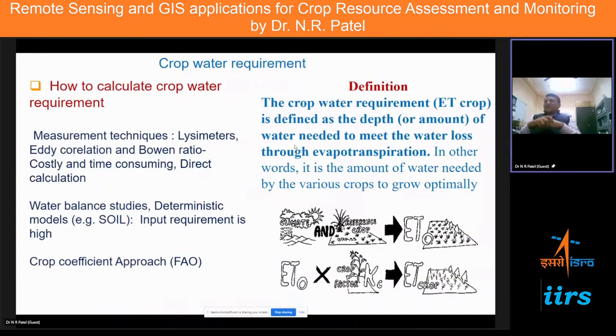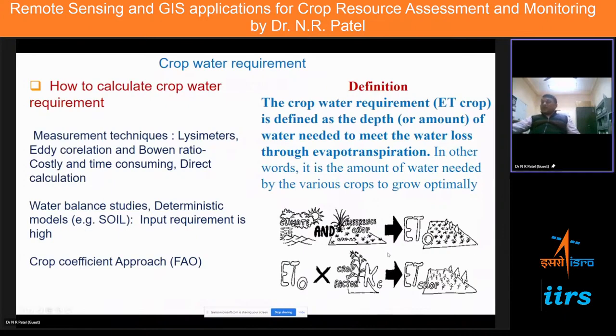Crop water requirement is nothing but the maximum amount of water which is required by any crop to meet the evapotranspiration losses and metabolic losses. That is called crop water requirement. Traditionally, agriculturists and university people use observatory data, mainly radiation, temperature, humidity, wind speed. They use those data to compute ET0, meaning reference evapotranspiration. Multiplied by the crop factor, they get the crop evapotranspiration. But it is possible to make use of this approach with remote sensing.